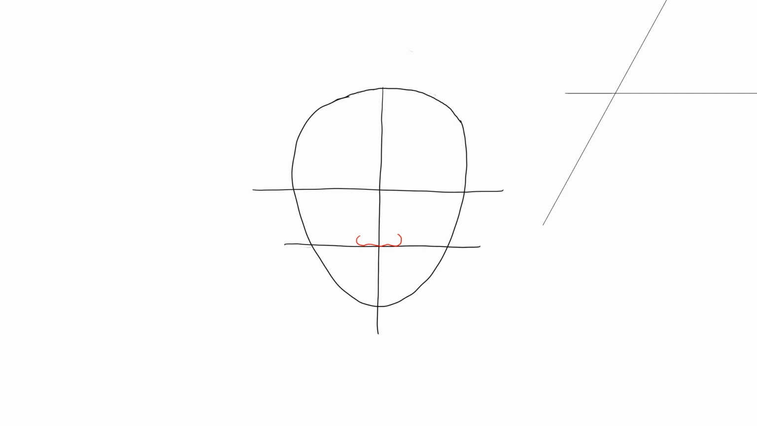The point where the vertical line meets the bottom horizontal line marks the bottom of the nose. Draw in your nostrils. These can be two half circle shapes and can be really basic. Divide the lower half of the face again by adding another horizontal line. This is where the mouth will go. More specifically, the bottom lip will rest above the bottom line.